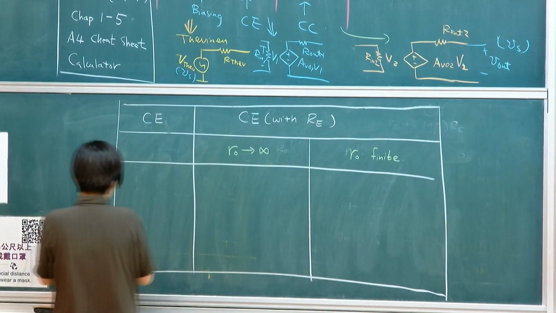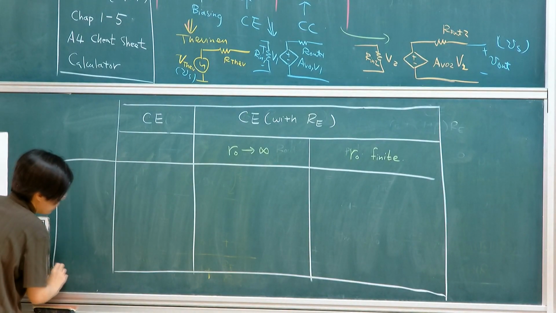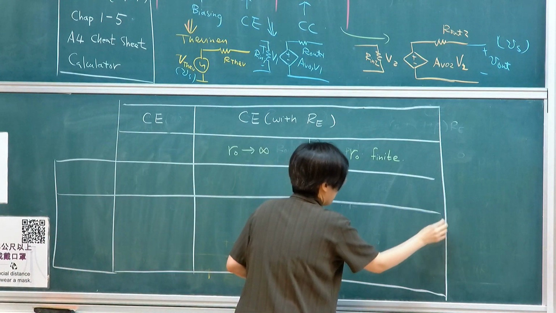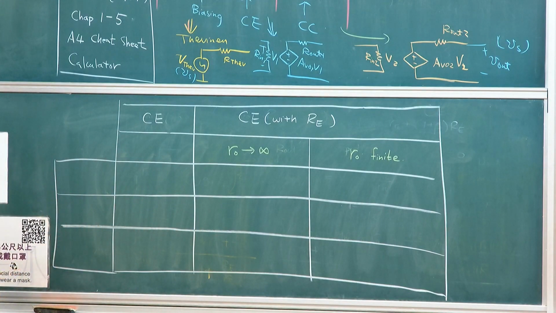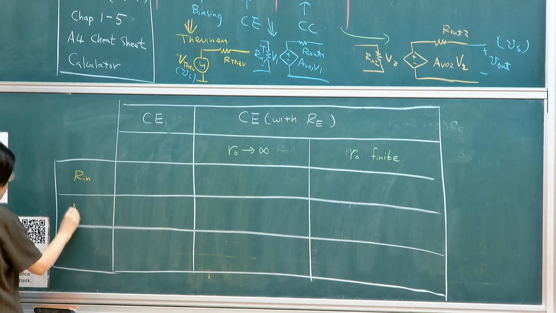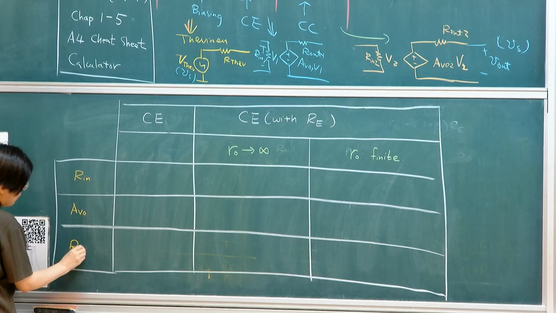So I have three parameters that you need to find out in order to analyze with other additional stages. Once again, they are input resistance, voltage gain, and output resistance.